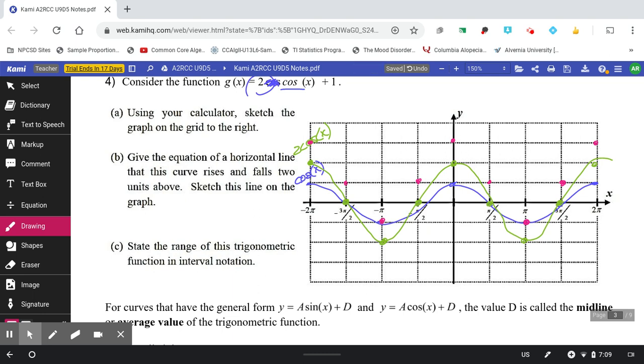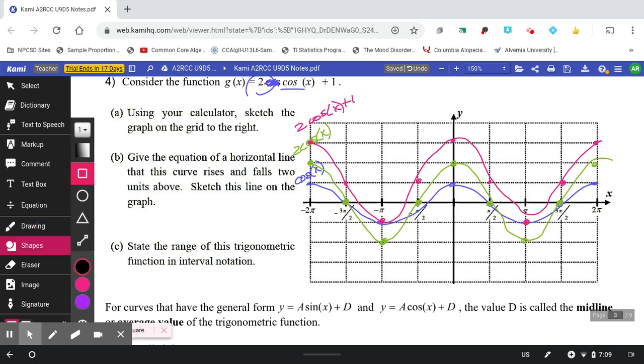Okay, and with all of those points, we now go like that. Okay, so that would be your 2 cosine x plus 1. Given the equation of a horizontal line that this curve rises and falls 2 units above. All right, so next thing we're going to do is look at that horizontal line.